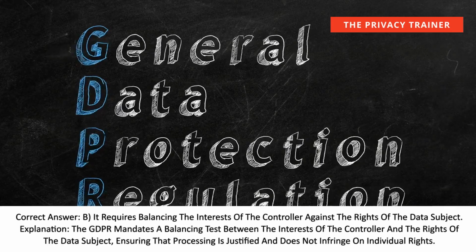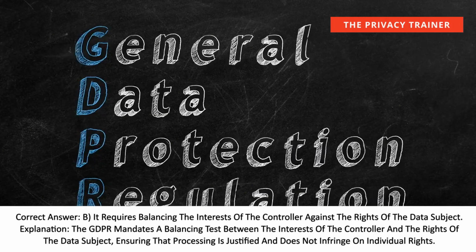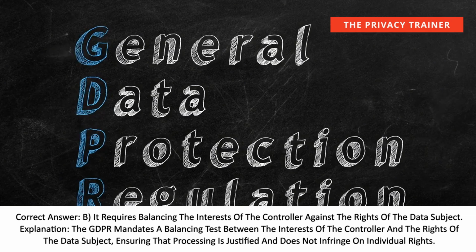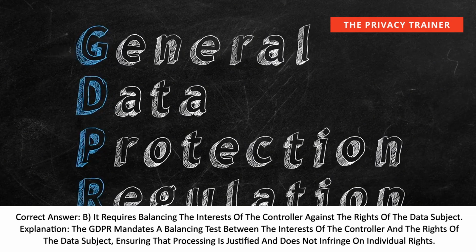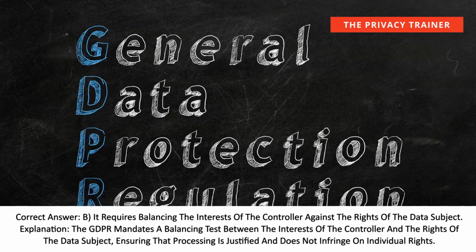Correct answer: B. It requires balancing the interests of the controller against the rights of the data subject. Explanation: the GDPR mandates a balancing test between the interests of the controller and the rights of the data subject, ensuring that processing is justified and does not infringe on individual rights.